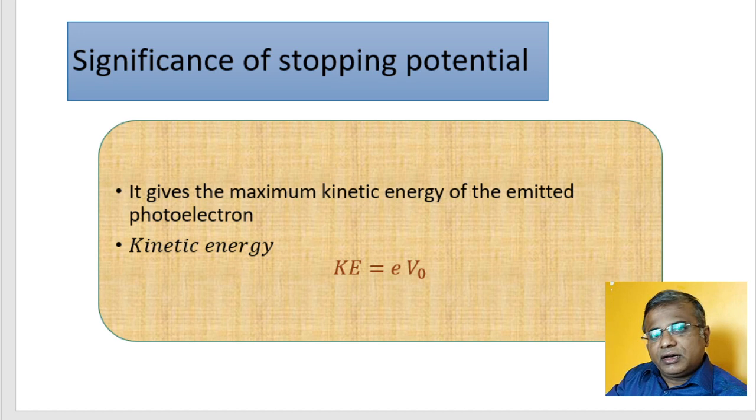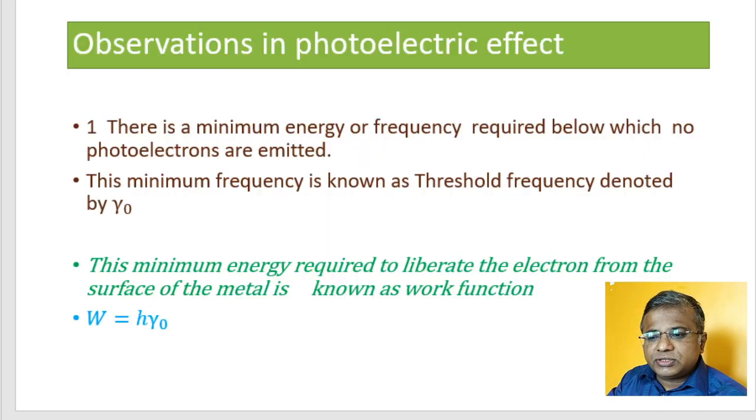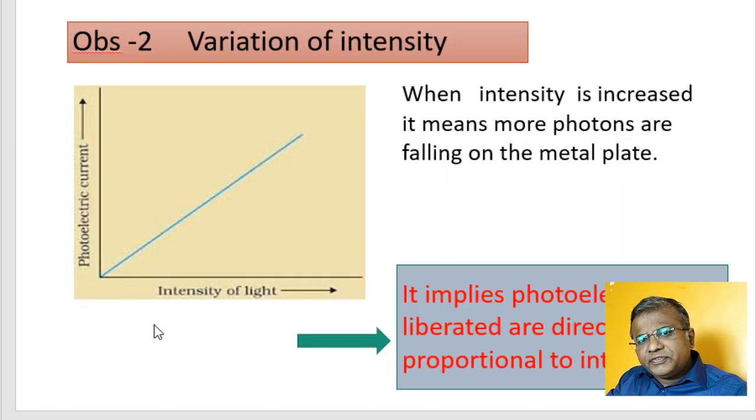So again, if I just recap the points till now, the first point which we discussed was on the observations. The first observation is that there is a minimum threshold frequency, and this threshold frequency changes from metal to metal, surface to surface, and minimum energy is given by W is equal to h mu naught. Then next we saw that if the frequency is already above threshold frequency, what happens if I increase the intensity of light? If I increase the intensity of light, photocurrent goes on increasing. This was observed, this we had already discussed in lecture 2.